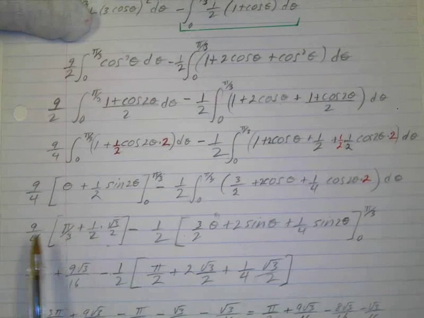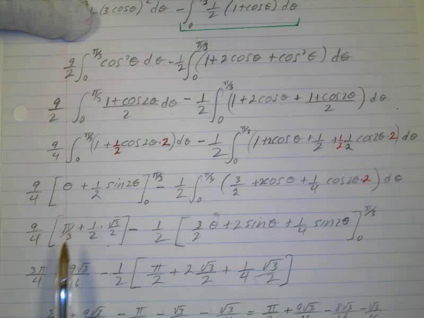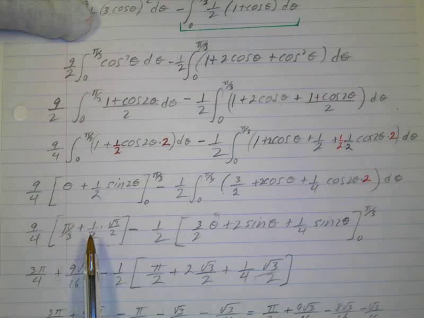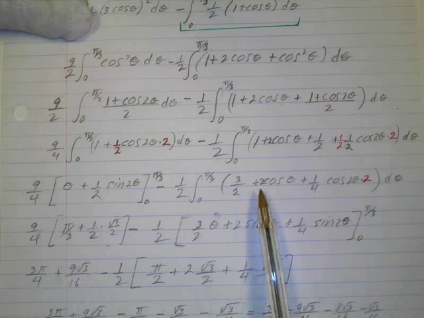And I got the 9/4 out here, so I can do all this multiplying. So 9/4 times pi over 3 ends up being 3 pi over 4. And then this is going to be 9 over 16. I got 2 times 2 is 4, times 4 is 16, square root of 3. So this is all over here.